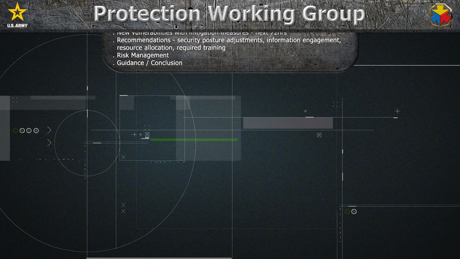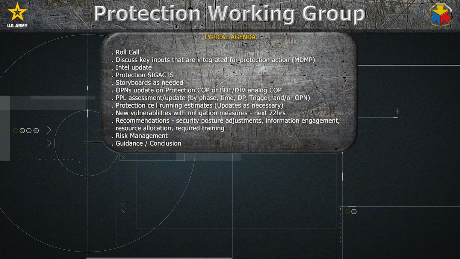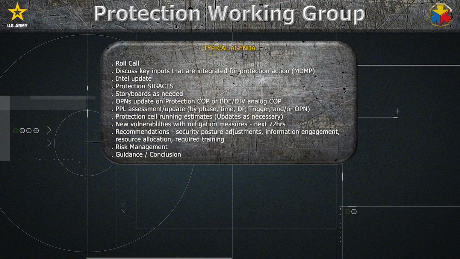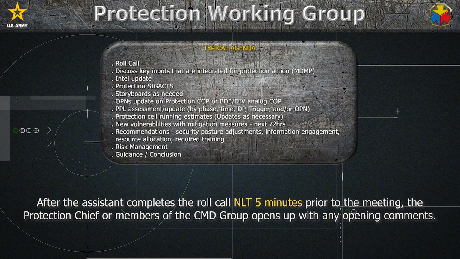Let's follow the agenda and show example fighting products that can be used within your organization. After the assistant completes the roll call, no later than 5 minutes prior to the meeting, the protection chief or members of the command group opens up with any opening comments.